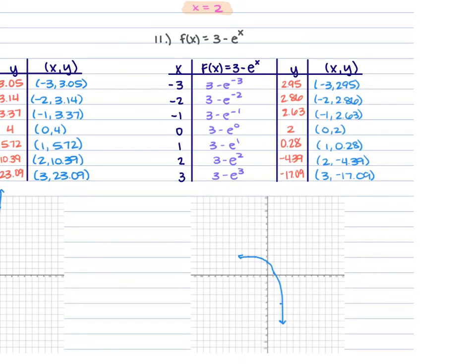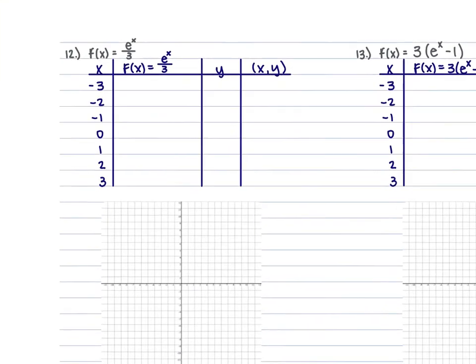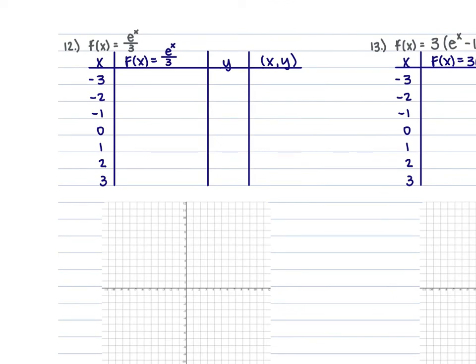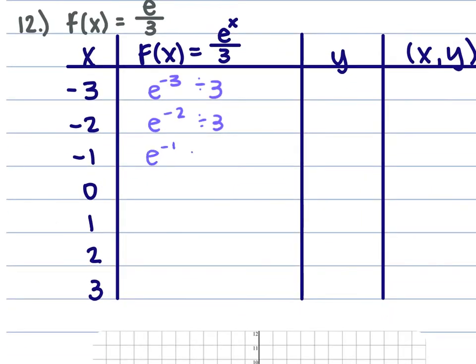For 12, we have f of x is equal to e to the power of x divided by 3. So once again, I'm going to just fill in my function table. So e to the negative third divided by 3, e to the negative second divided by 3, e to the negative first divided by 3, e to the 0 divided by 3, e to the first divided by 3, e to the second divided by 3, and e to the third divided by 3.